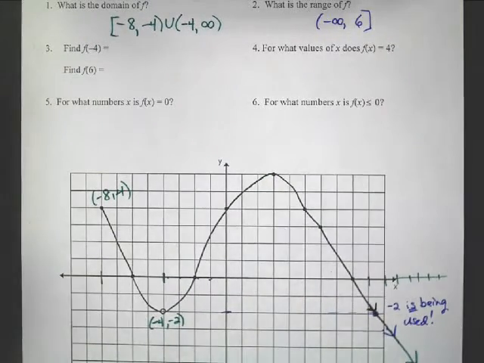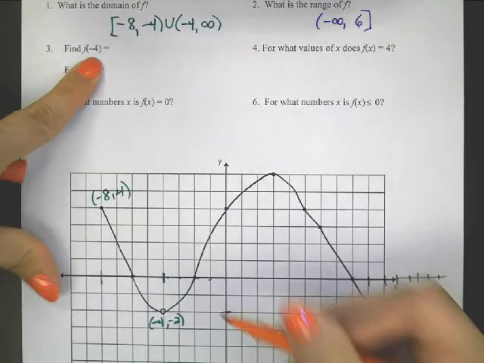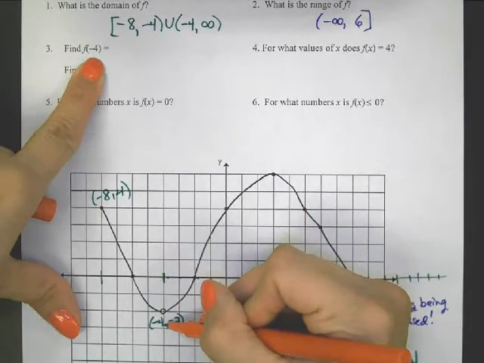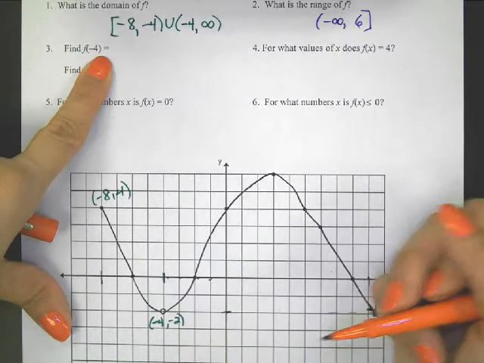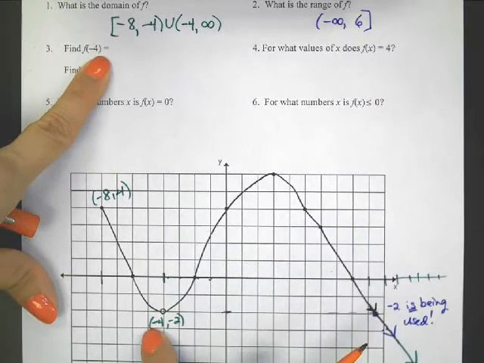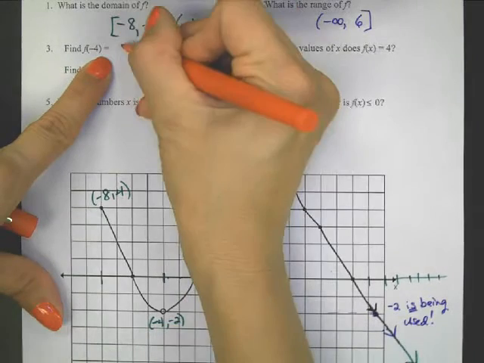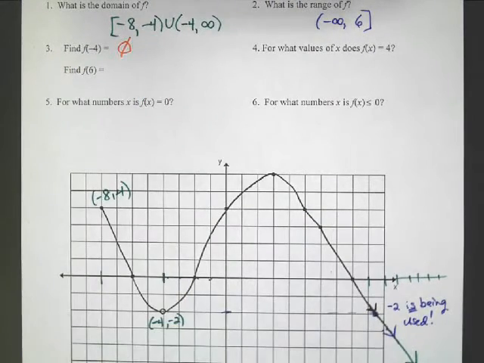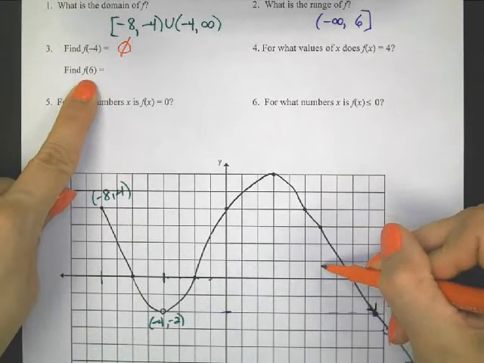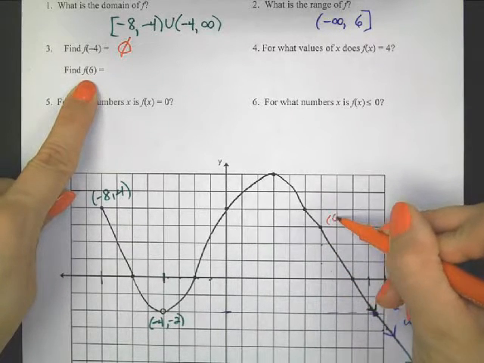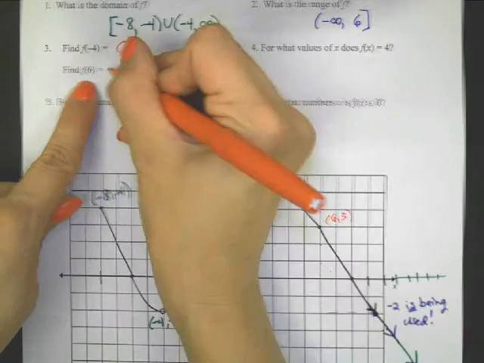How about f of negative 4? Let's take a look at the graph. Go negative 4, and the answer is, did you say negative 2? Well, then you're wrong. Negative 4 is an open bubble. That is no solution there. Okay, how about f of 6? F of 6 is 1, 2, 3. Here's the point 6, comma 3.